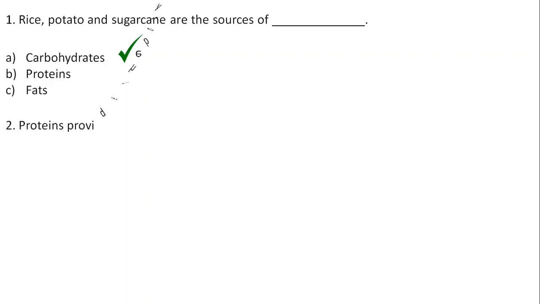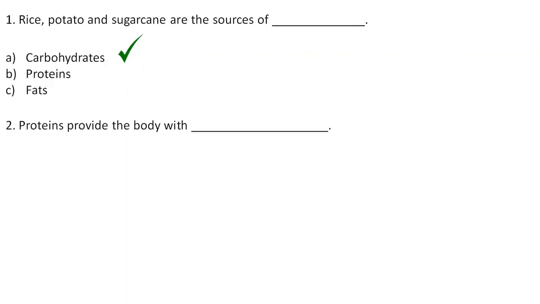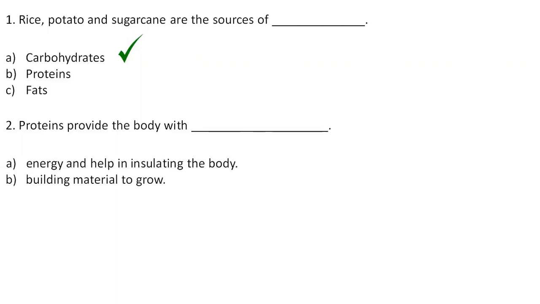Next question is, proteins provide the body with, and your options are energy and help in insulating the body, or building material to grow. So the correct answer over here is B, that is building material to grow. So the proteins, they provide our body with the building material to grow. And this is because the foods which are rich in proteins are called the body building foods. And they are helpful in building our muscles and repair of body parts.